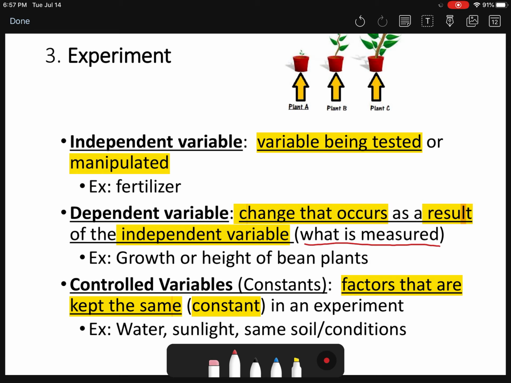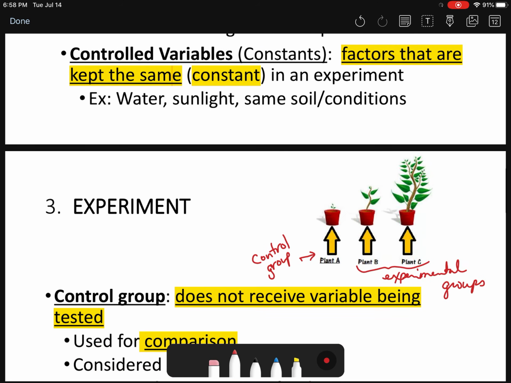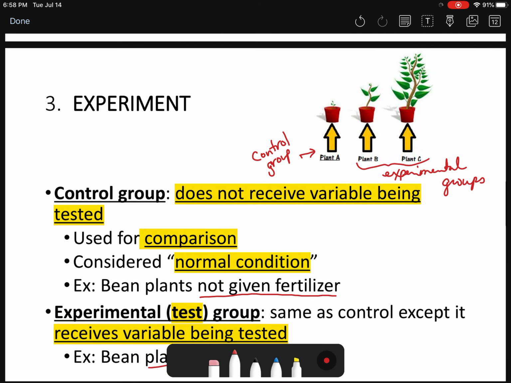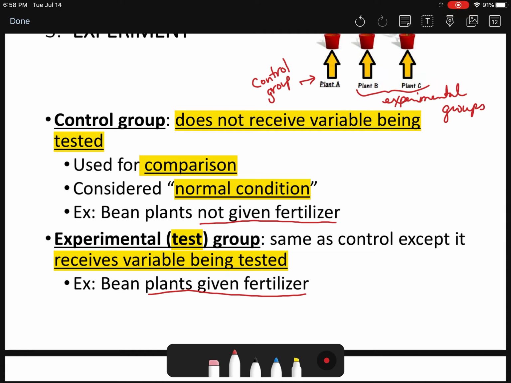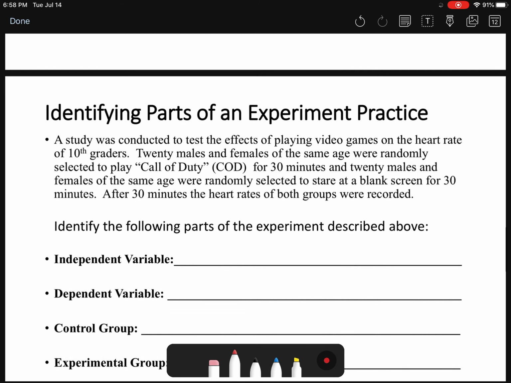So you always have to know, what is your independent variable? What is your dependent variable? What is it you're going to measure in the experiment? What are you going to keep the same between those groups? Because one of them is going to be your control group, and then one or more are going to be your experimental groups. So you need to know, what are you going to keep the same between all of them? So those are the 5 things you really need to know.